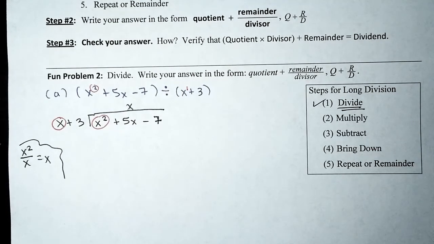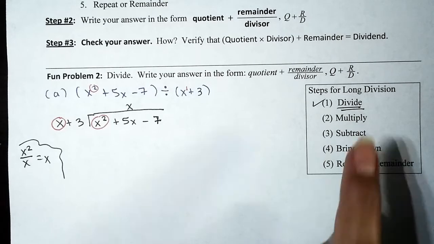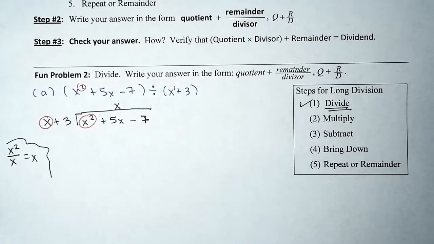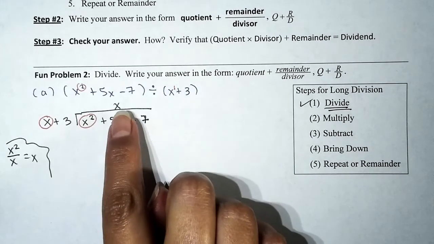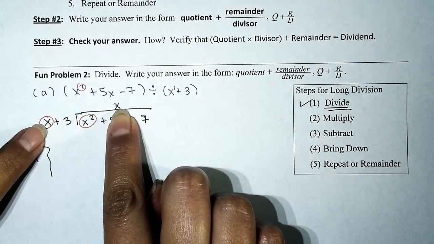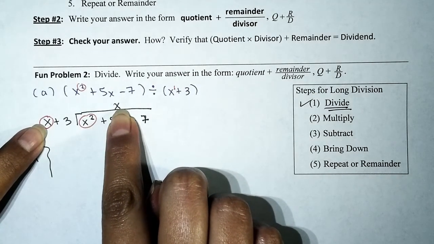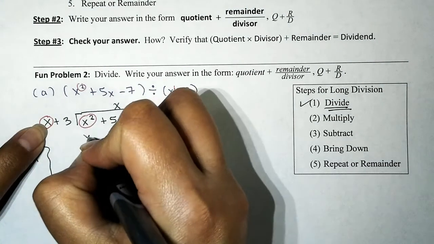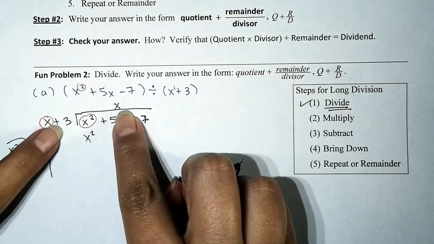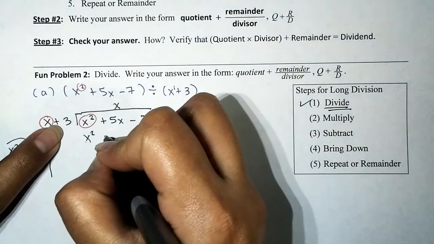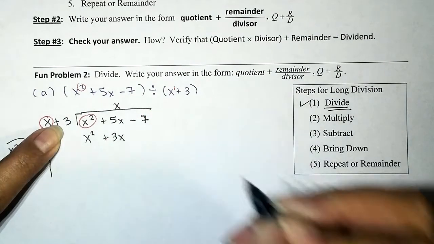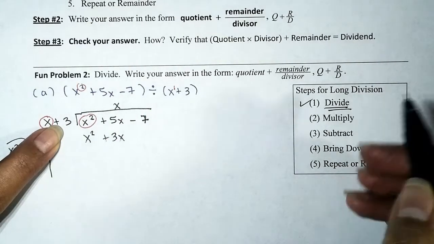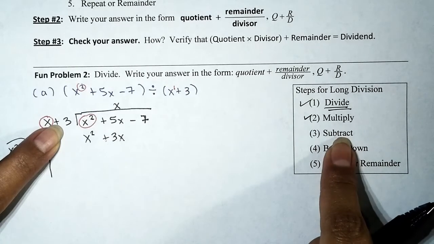What do we do thereafter? Multiply. At this point, nothing gets ignored. So let's go ahead and do this. We have x times x, which will give us x squared. Please line it up. x times 3 will give us 3x. Fantastic. So we divided, we multiplied, then we have to subtract.